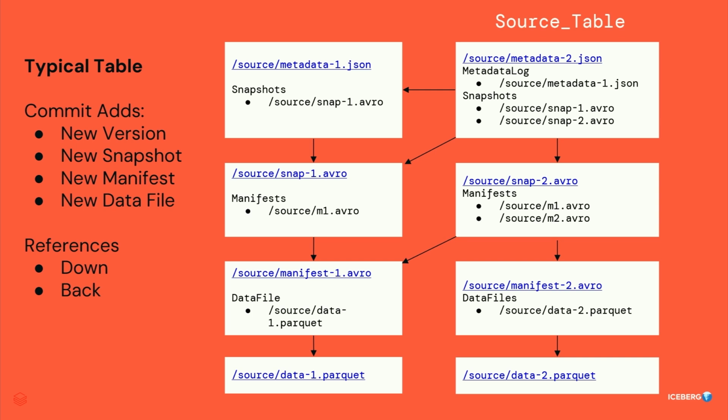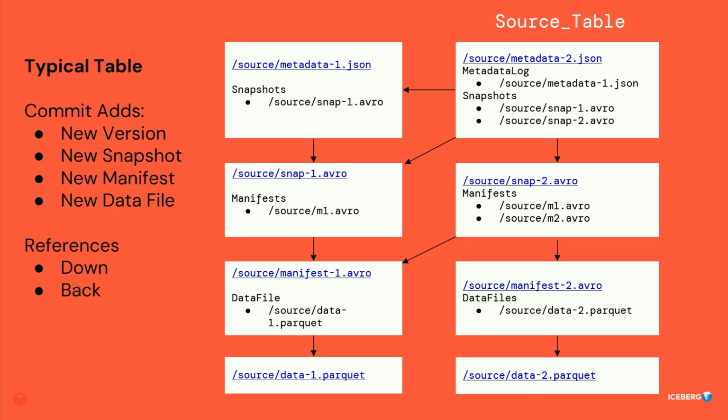Each metadata layer points to the one below it, and by having 2 snapshots, you actually have a ton of back pointers as well, because if you're adding a file, you need to refer back to the original files. If you're adding a snapshot, you need to refer back to the original snapshot so you can roll back, and it just keeps going on.